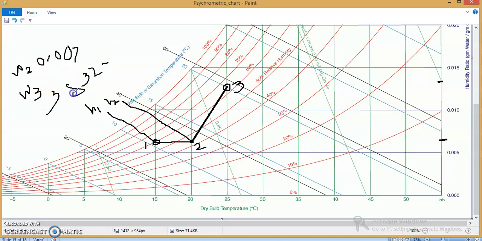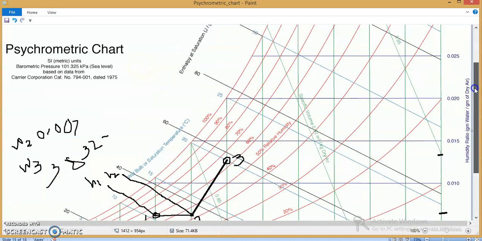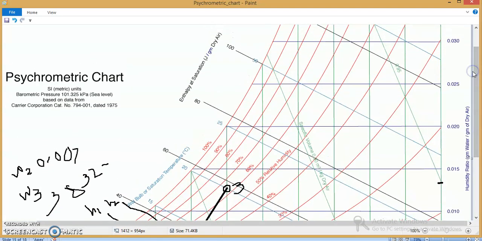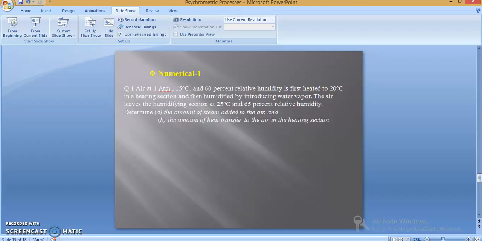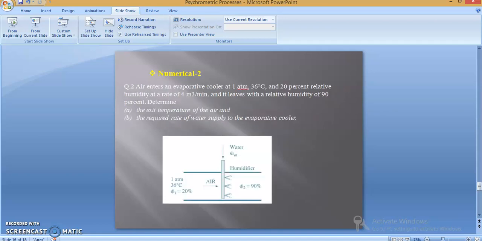So 38 minus 32 means approximately 6 joule per gram of dry air, or you may say that 6 kilojoule per kg of dry air is the heat added in the given air. So this is the numerical one.